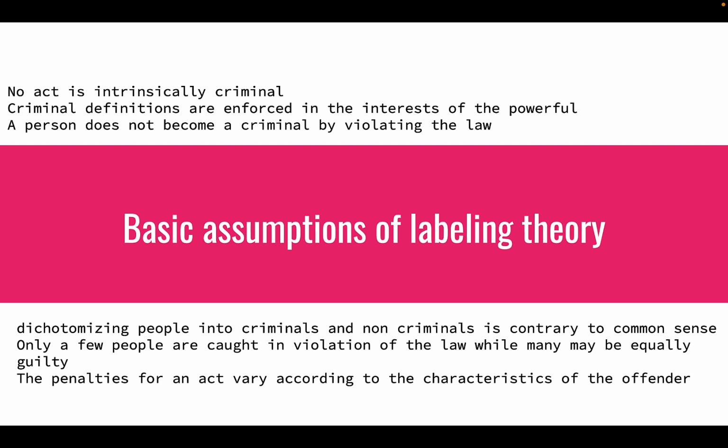Okay, another assumption is a person does not become criminal by violating the law. It's really that they become criminal by the way that they're labeled, right? They're labeled as criminal, so therefore they're criminal. Like, for instance, speeding on the freeway. Does speeding on the freeway make you a criminal? No. But does getting caught speeding on the freeway make you a criminal? Yes. Right? So doing it itself is not necessarily the problem. It's getting caught.